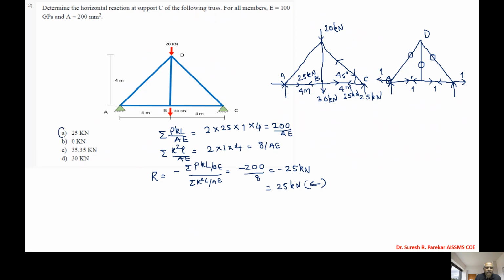And we have the answer, that is A, 25 kilonewton. So we will stop here only.